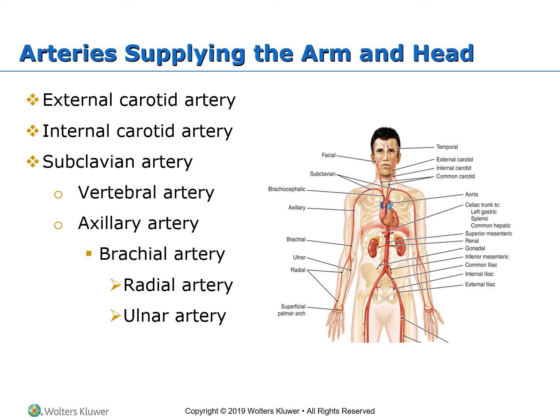We'll continue to describe now the arteries supplying the arm and the head. And if you remember, we left those arteries at the level of the subclavian artery that we said supplies blood for the arm and the hand. The first branch that the subclavian artery gives is called the vertebral artery. However, we'll describe that in the next slide.